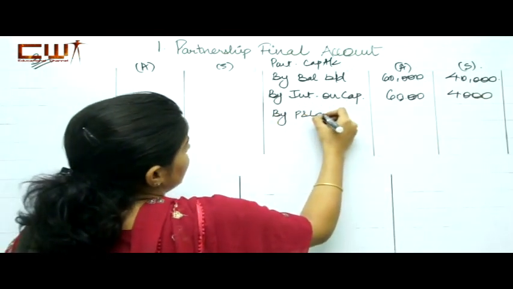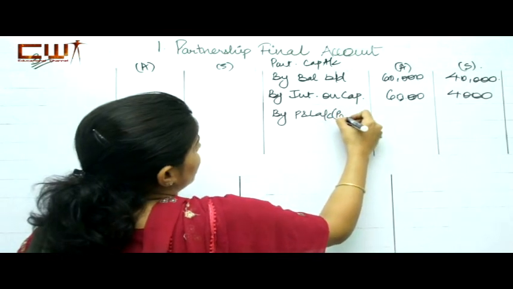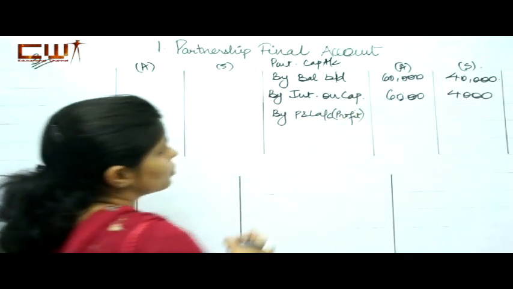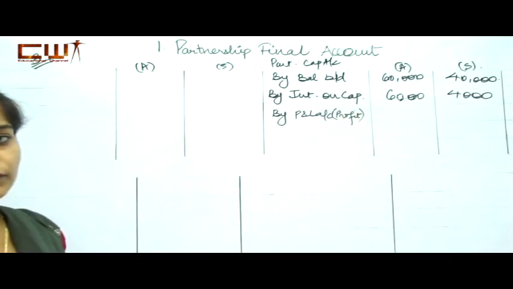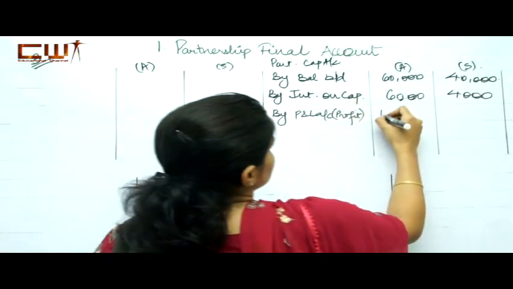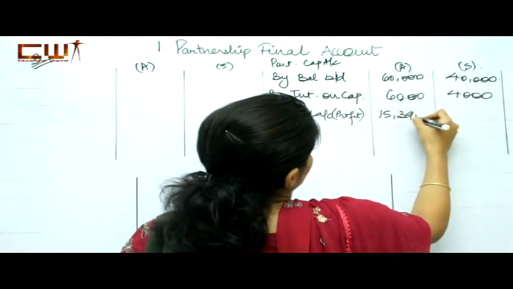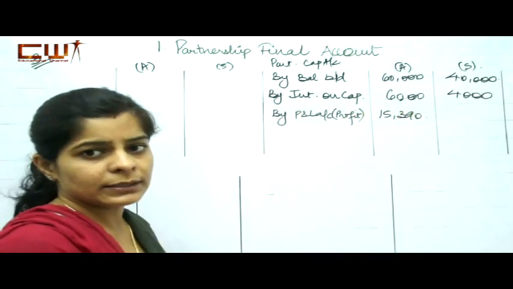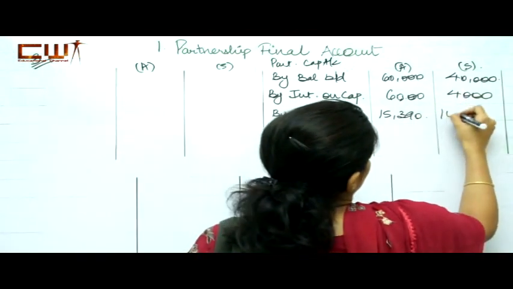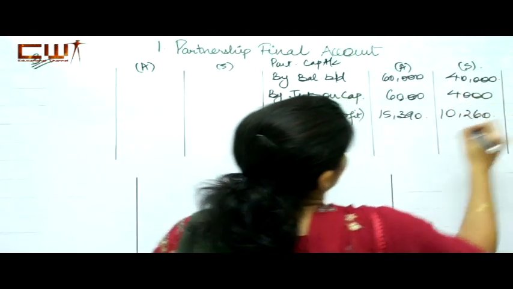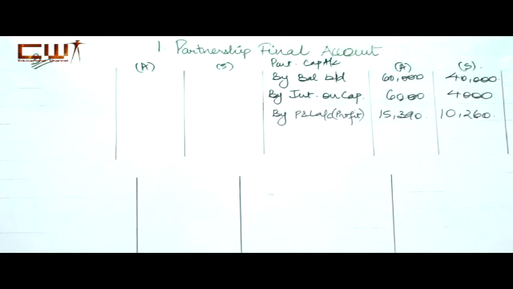By P&L account, that is the profit that you earned. So P&L account, how much profit did you earn? 15,390 for Amit and 10,260 for Shubham. What else do they have? They have the drawings. Drawings are also given to us.